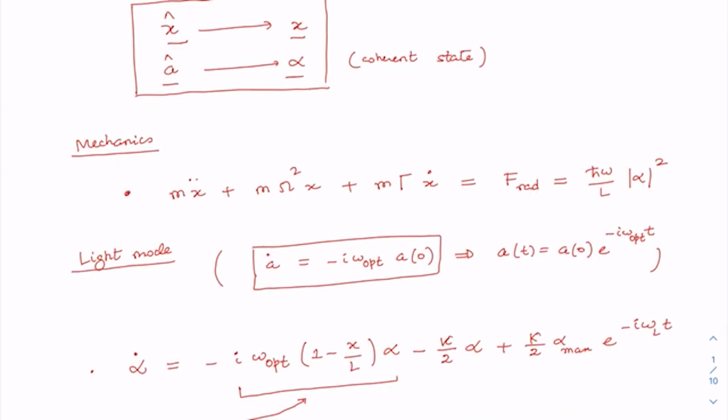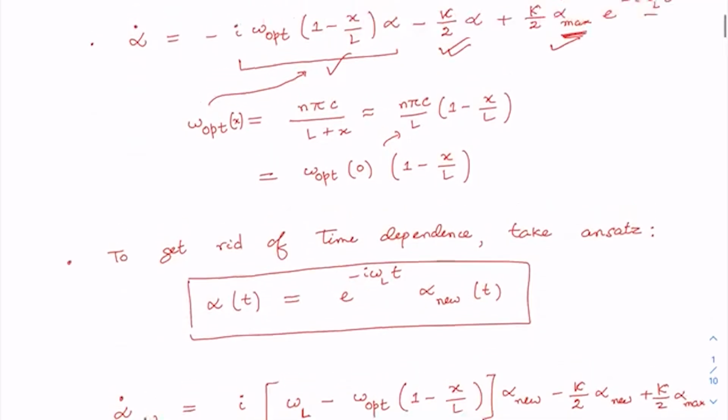As you can see, the first term on the right hand side of this equation takes into account how the light field is coupled to mechanics. The second term refers to decay of the amplitude of the photon, and the third term takes the laser drive into account, where omega L is the laser frequency. The parameter alpha max indicates the fact that the value of alpha will settle down to the value of alpha max at resonance.